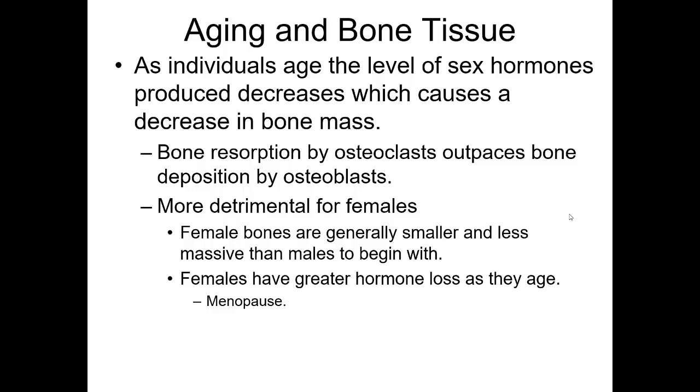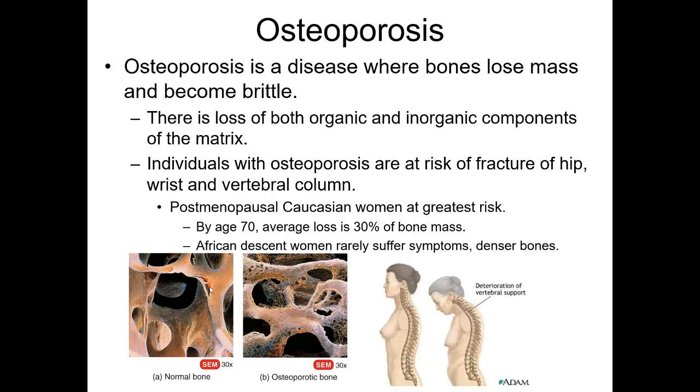So here are scanning electron micrographs. To the left is a scanning electron micrograph of a normal bone. You can clearly see this is a scanning electron micrograph of a spongy bone where you can see the trabeculae. And to the right is a scanning electron micrograph of an osteoporotic bone. By age 70, average bone loss is about 30%, and it typically affects the wrists and the vertebral column the most.